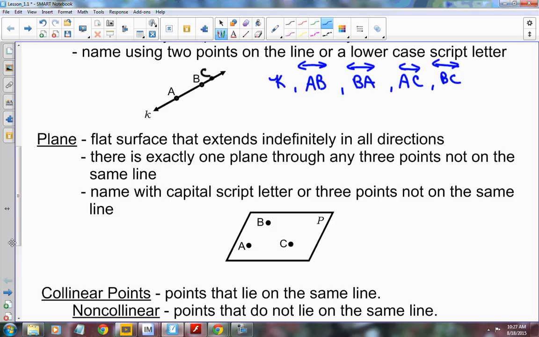Okay, there's exactly one plane through any 3 points not on the same line. So if you have 3 points not on the same line, that's called non-collinear. We'll talk about that in a minute. That makes a plane.